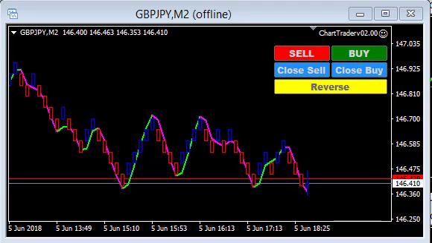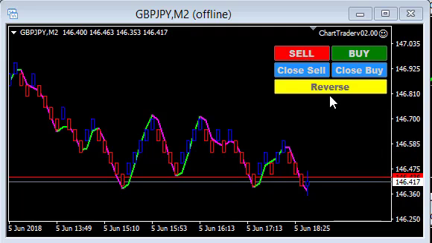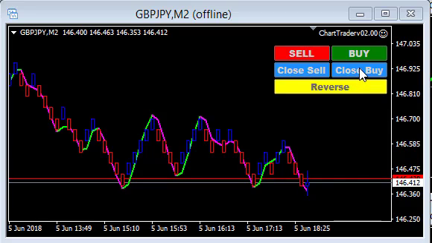Hi, this is Jeff from Simple Forex System, and what you're looking at right now is our latest release called Chart Trader. This is on-chart trading buttons for the MT4 platform that allow you to sell or buy a trade. You can also close your sell or close your buy trades.